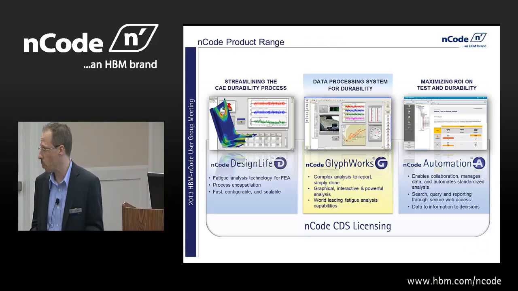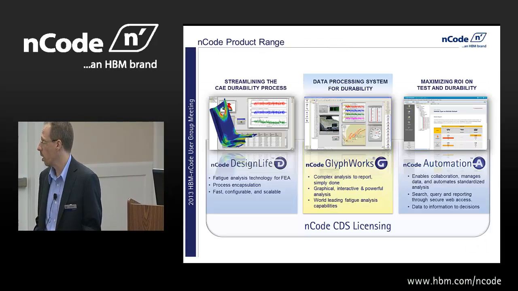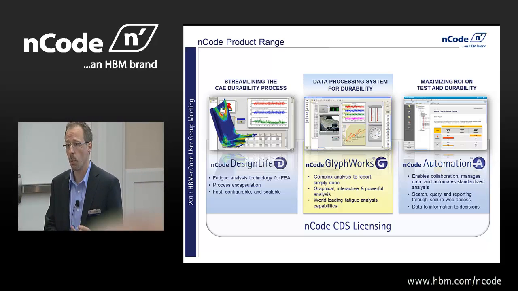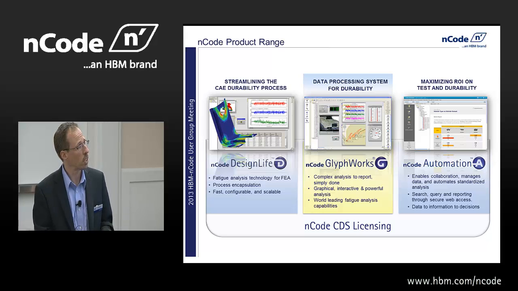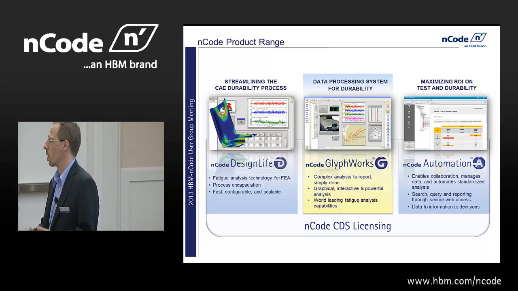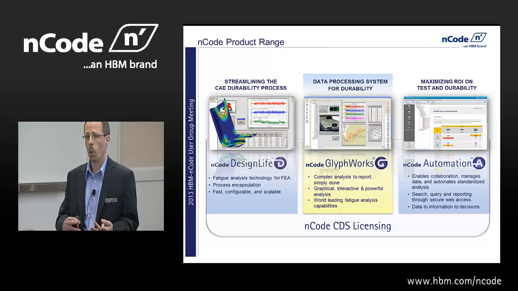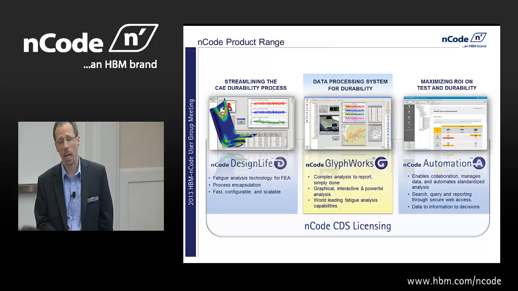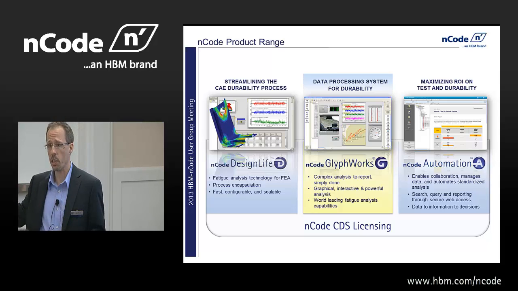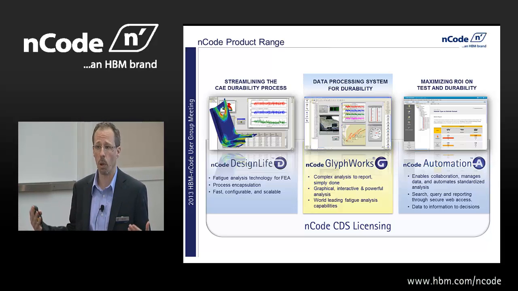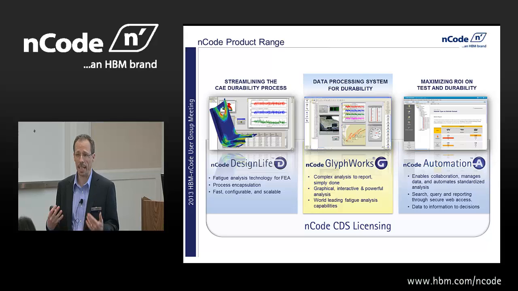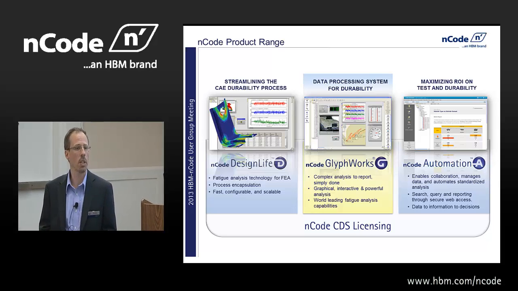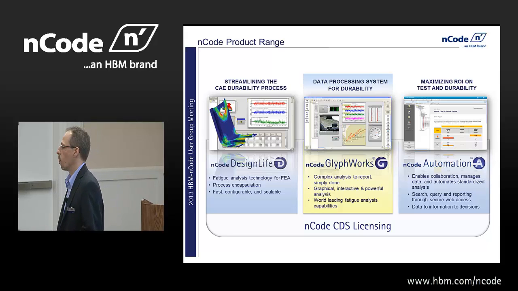And again, for those who are less familiar with our product range, we have 3 main products. We have Design Life that does fatigue from finite element models. So take stress results from your FE analysis and predict fatigue. We also have GlyphWorks that we're going to talk about right now, which is being able to process, as just a great example there from Toyota, how to process a large amount of data that would have taken hours to do manually. That's one of the key strengths of GlyphWorks, to be able to process large amounts of data.